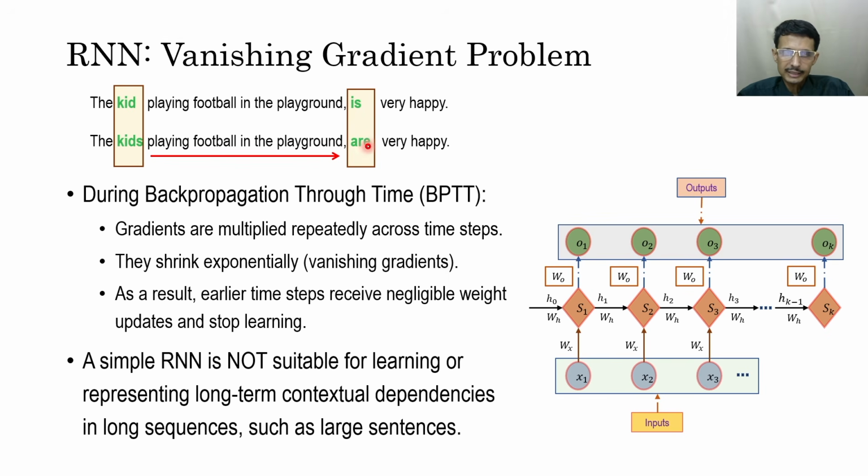So it becomes complicated to understand. The simple RNN does not take any precautions, and is not suitable for learning or representing long-term contextual dependencies in long sequences, such as a large sentence. This is the input, this is the output. So this kind of dependency, because this kind of sentence is basically like this. They fail to represent this long-term contextual dependency. That is the major problem of RNN.